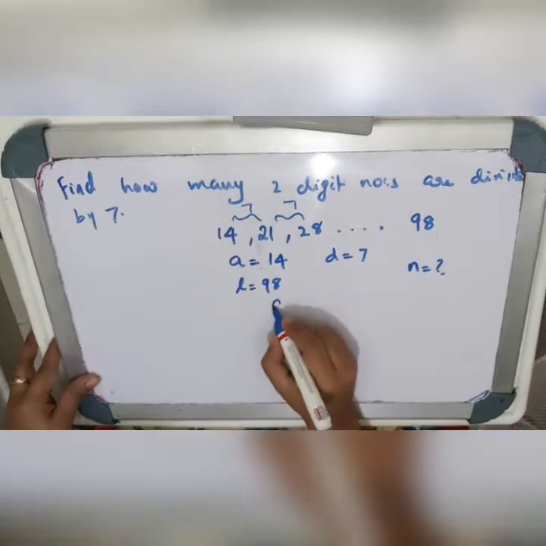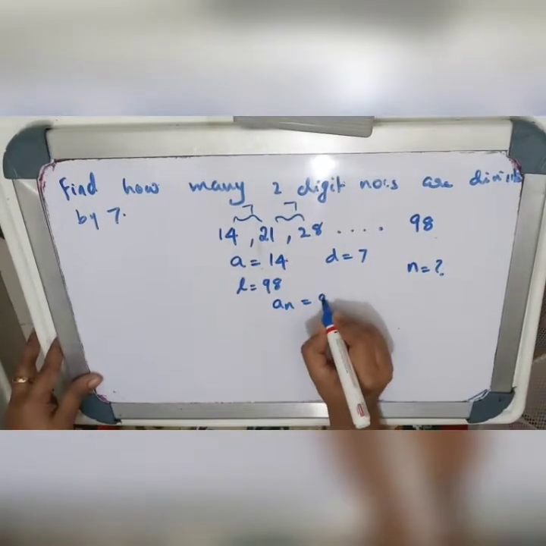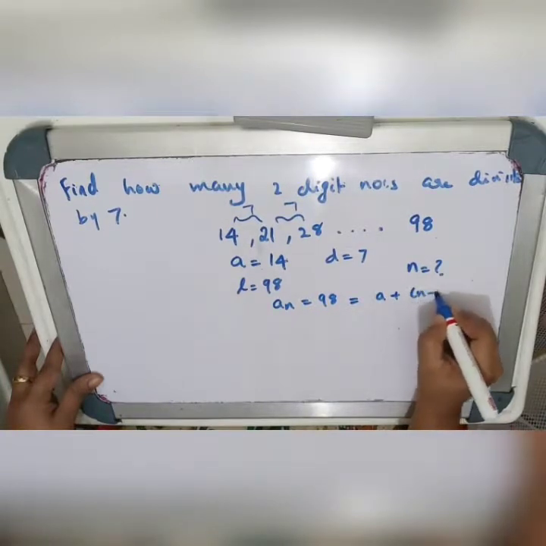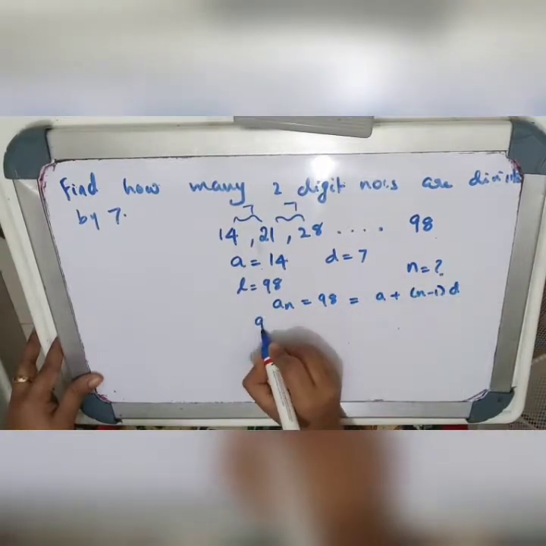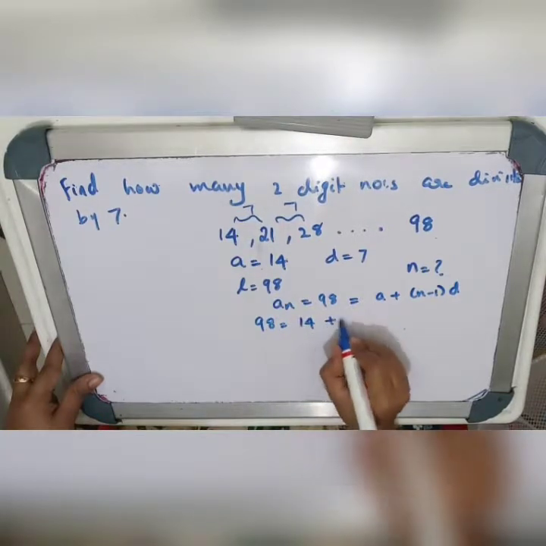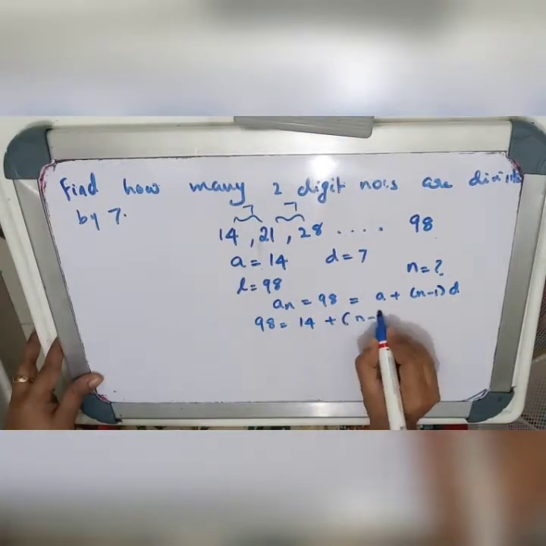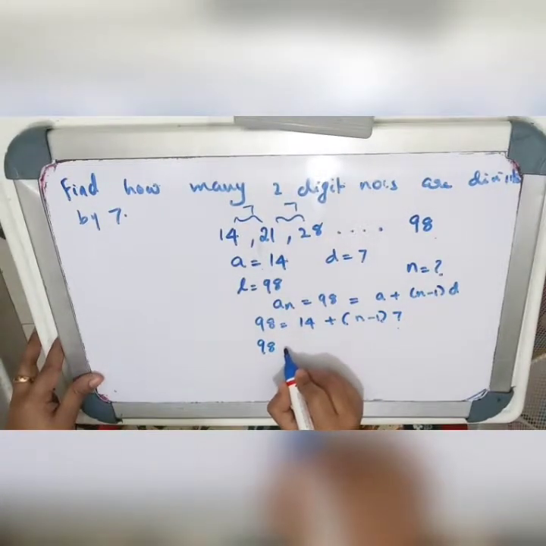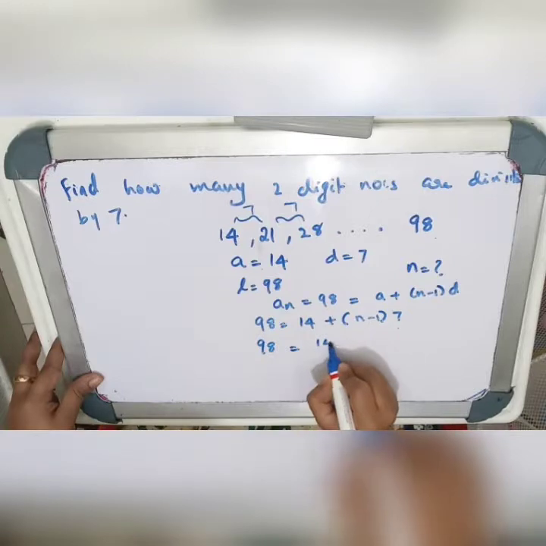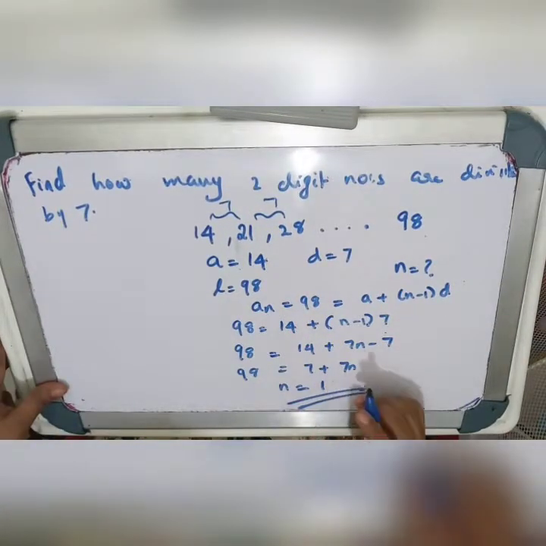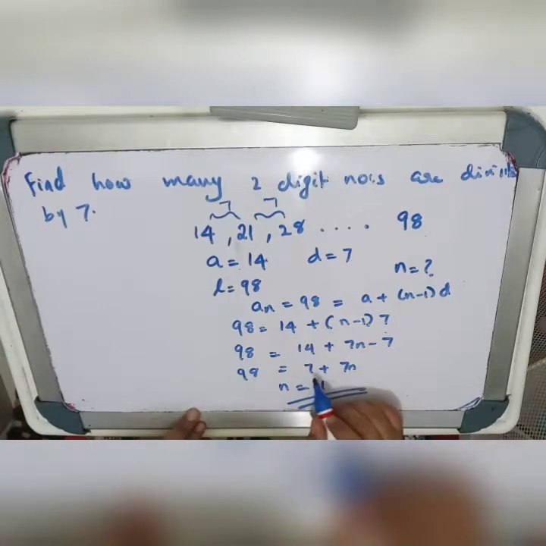So when we know the nth term, we can find the value of n. The nth term is a plus n minus 1 into d. 98 is equal to the first element, 14, plus n minus 1 into d, which is 7. Substituting all the values, we'll get 14 plus 7n minus 7. So the number of terms perfectly divisible by 7 is 13.